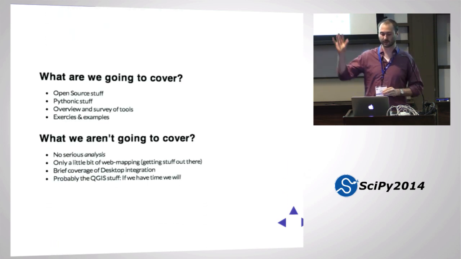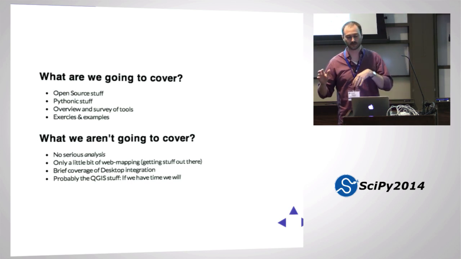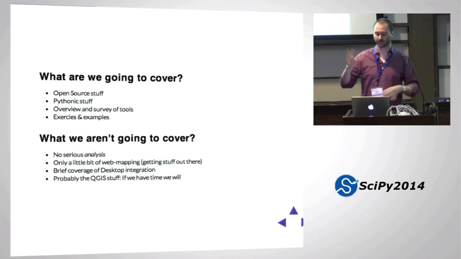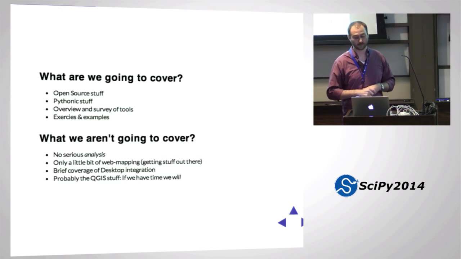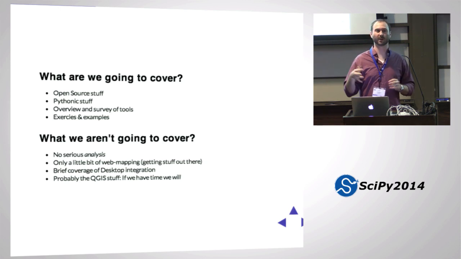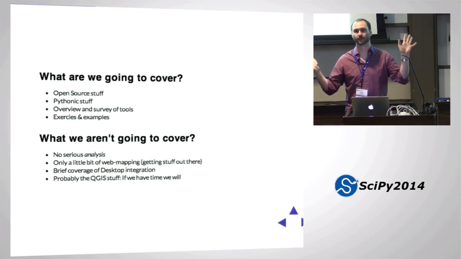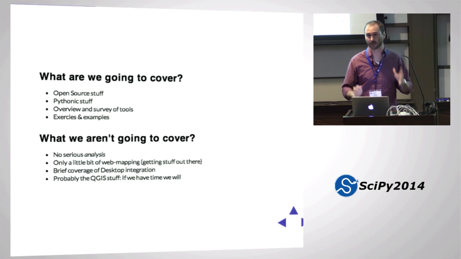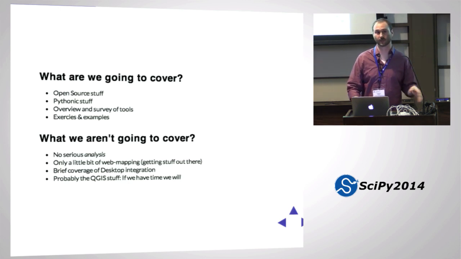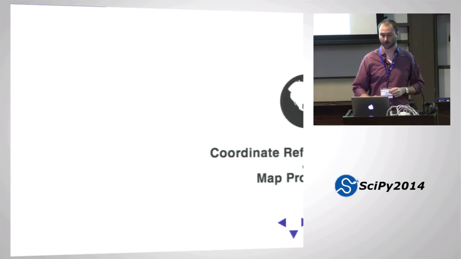So this is what we're going to do. I'm going to talk a little bit about open source libraries for all this stuff, some Pythonic stuff. I'm not going to do any analysis. We're not going to do statistical or modeling or anything like that. I'm not going to talk about web mapping per se. I'm just going to show you how to make a web map without actually knowing that you're making a web map. A little bit about desktop integration, and I hope, if we have time, some QGIS stuff. That may end up just being a demo more so than an actual exercise, but we'll see.